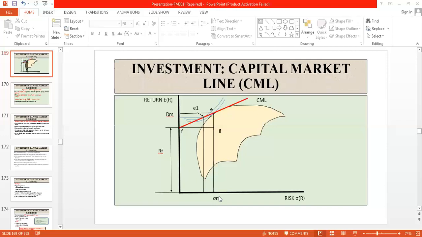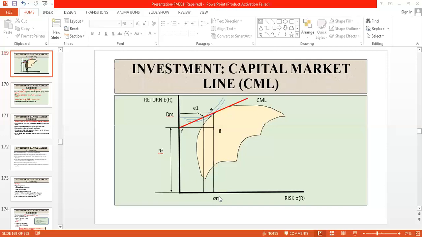Any point on this line will give you a combination of the optimum equity portfolio E and a risk-free bond. So the question is whether the investor will move along this line or not. That will depend upon whether the investor is better off by moving from point E to any point on the CML line. Remember, he can move to the left of point E or to the right of point E, but he has to move on this red line to get this combination. And this red line is actually the CML line.